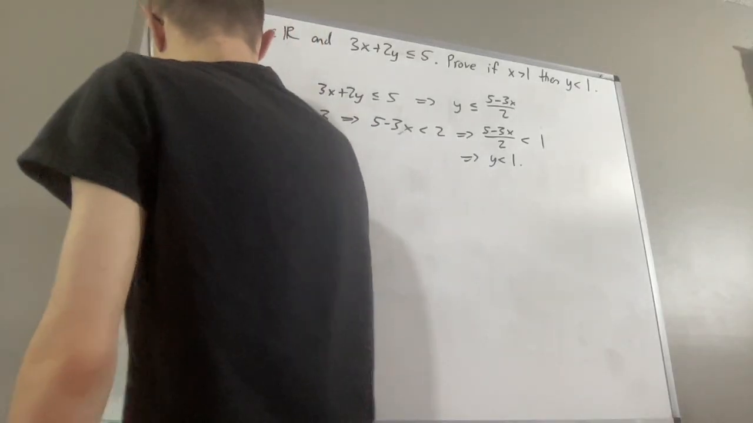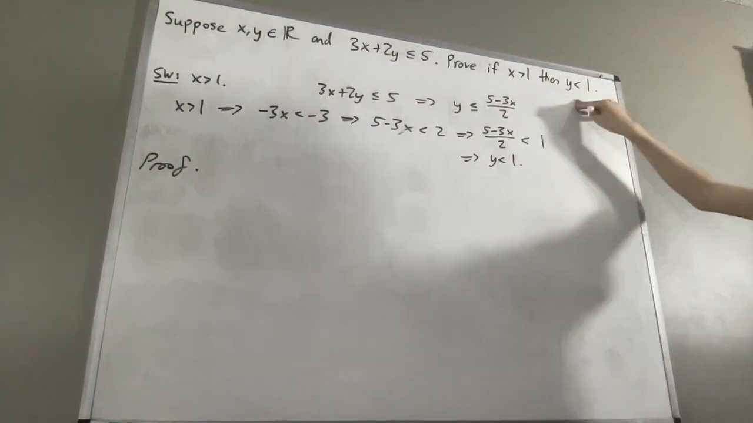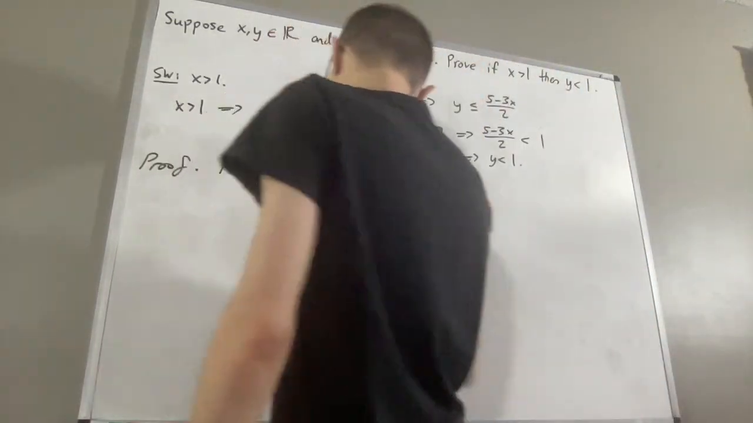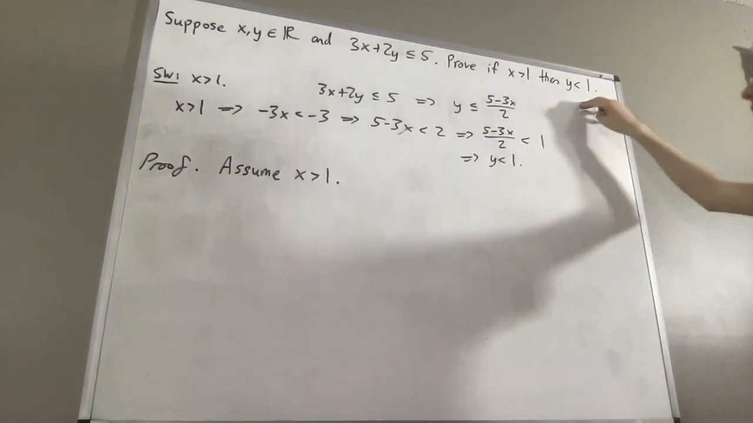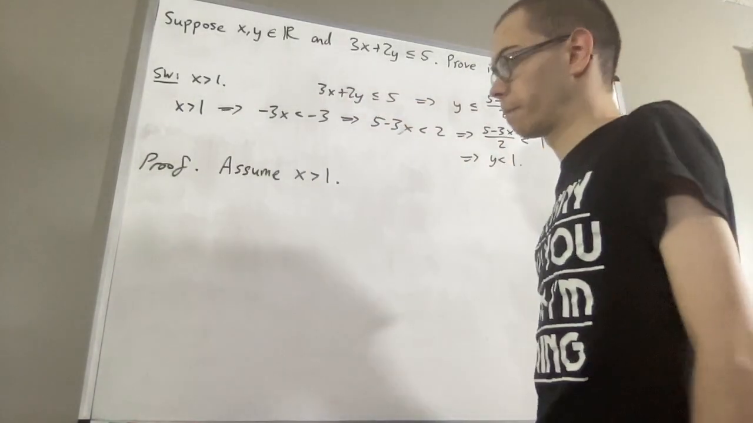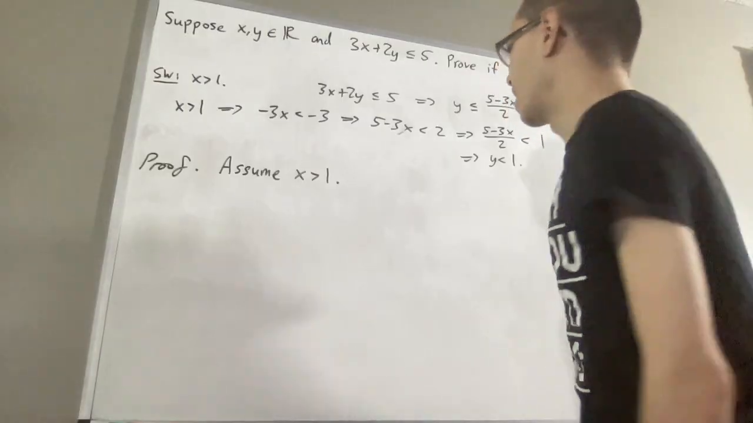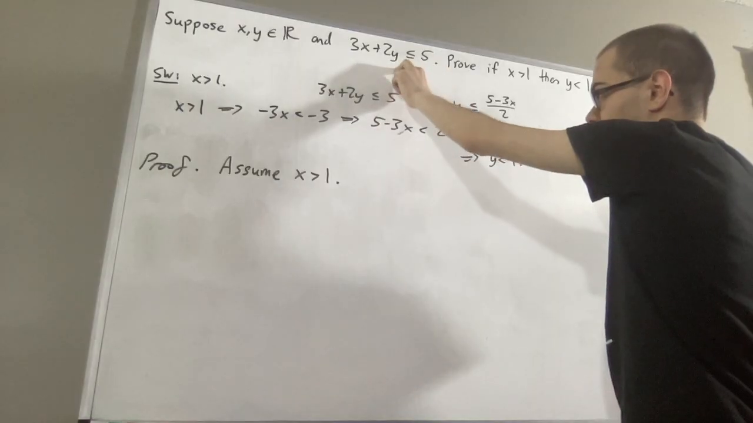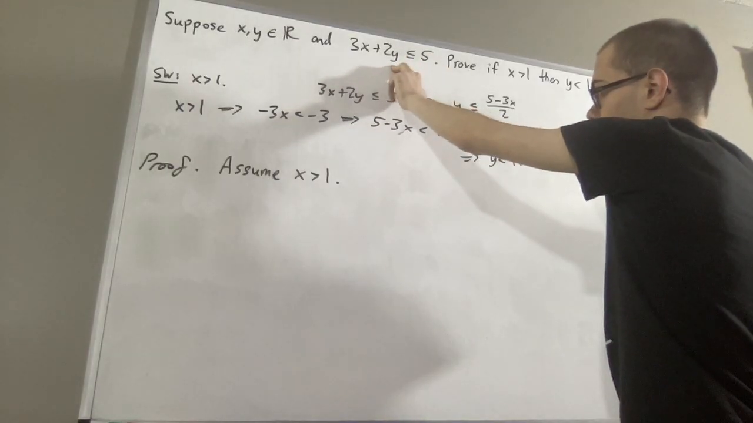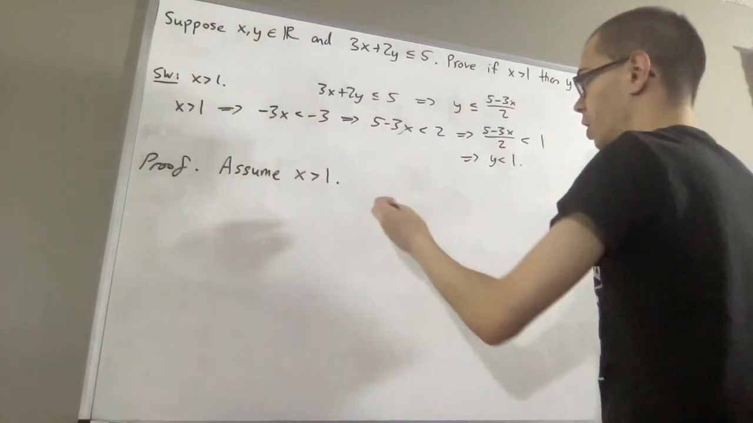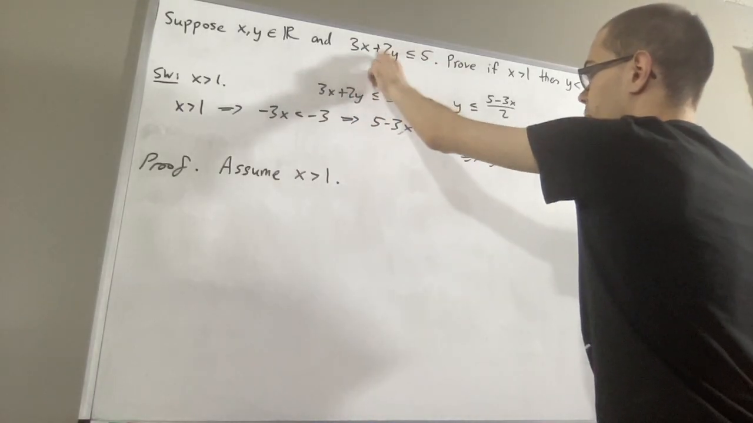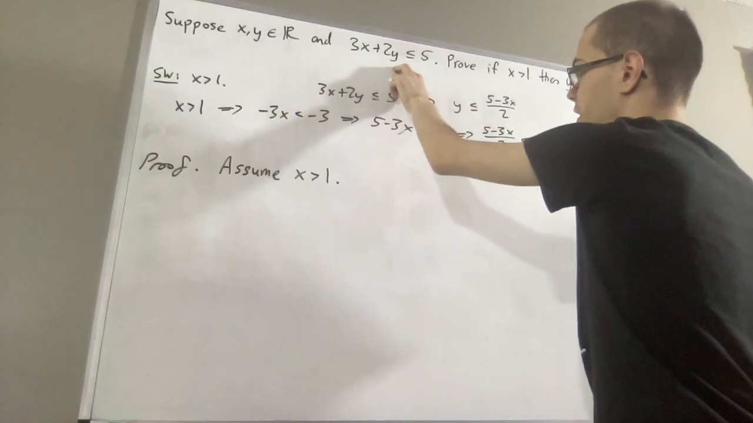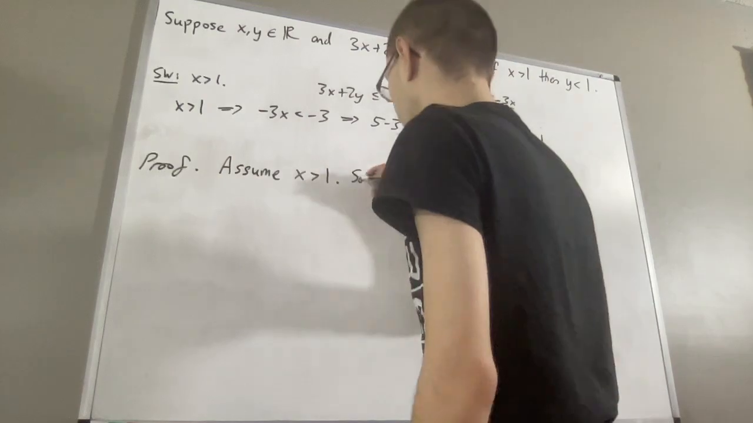So we're proving this implication directly. So we make the assumption x is greater than 1. From here, we are going to logically deduce y is less than 1, following what we did in our scratch work. What we did was we took this inequality and algebraically solved for y. So basically we could just say, since 3x plus 2y is less than or equal to 5, solving for y, we obtain that y is less than or equal to 5 minus 3x over 2.